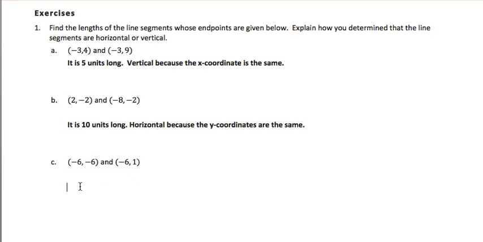Exercise C, we have (-6, -6) and (-6, 1). So our x-coordinates are the same. And that means we have a vertical line. That vertical line, if we start at -6 and go back to 0, that's 6 units, plus 1 more unit is 7 units. So it is 7 units long. And we know that it is vertical because the x-coordinates are the same.